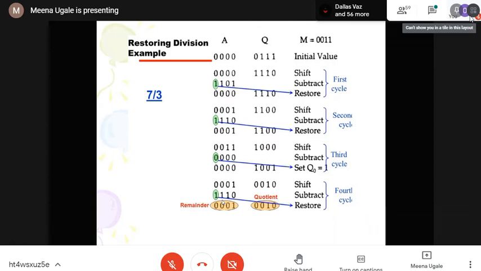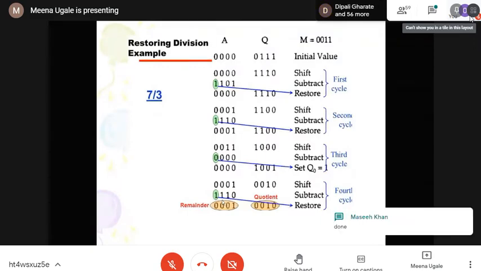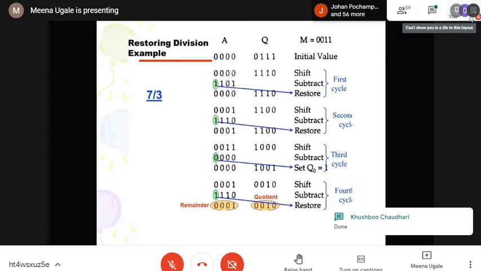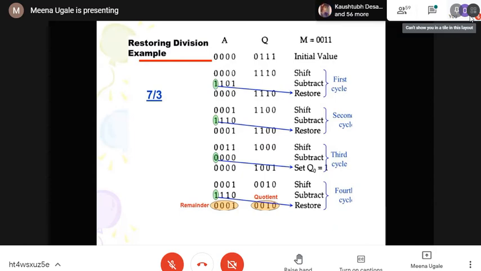Please reply in the chat box once you finish it. Okay, I'm getting 2, 3 replies. Take 5 minutes more and complete it. We'll go for the next method.